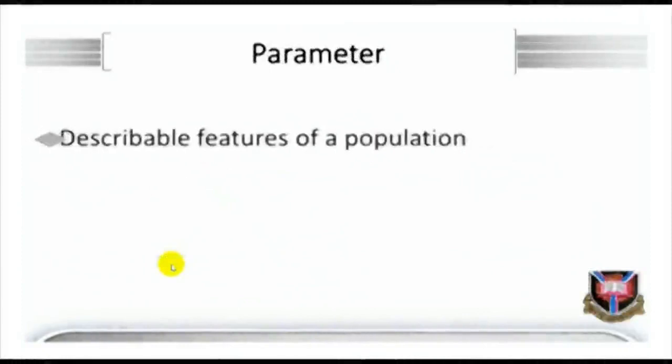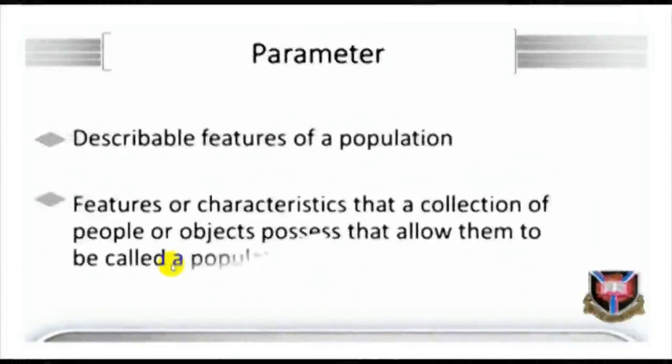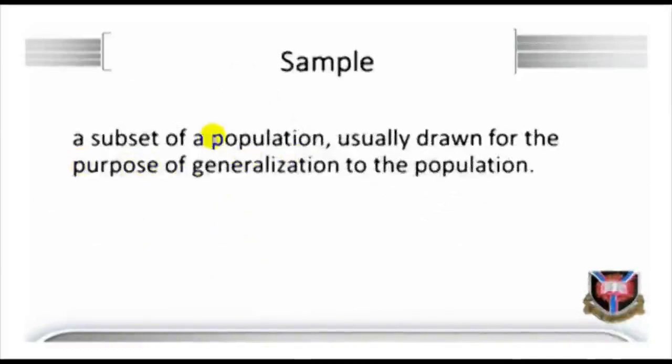Parameter. This refers to the describable features of a population. They are the features or characteristics that a collection of people or objects possess that allow them to be called a population. For example, a population of undergraduate students has the feature of grouping all undergraduates and thereby excluding the postgraduate students. Sample. This is a subset of a population, usually drawn from the population randomly or otherwise for the purpose of generalization to the population.